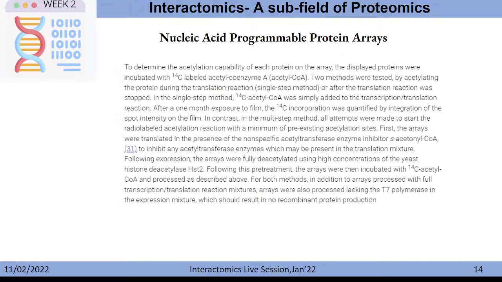So now, to determine the acetylation capability of each protein on the array, whatever protein you have printed on the array, what you will do is that the displayed proteins were incubated with 14C-labeled acetyl coenzyme A. So the NAPPA has helped you to print those particular proteins on that slide. Now you would like to check it with the 14C-labeled acetyl coenzyme A. So there are two methods which were tested for the acetylation.